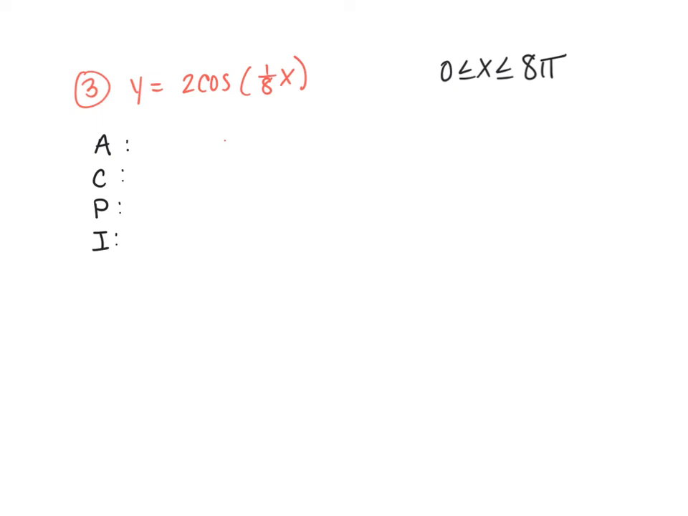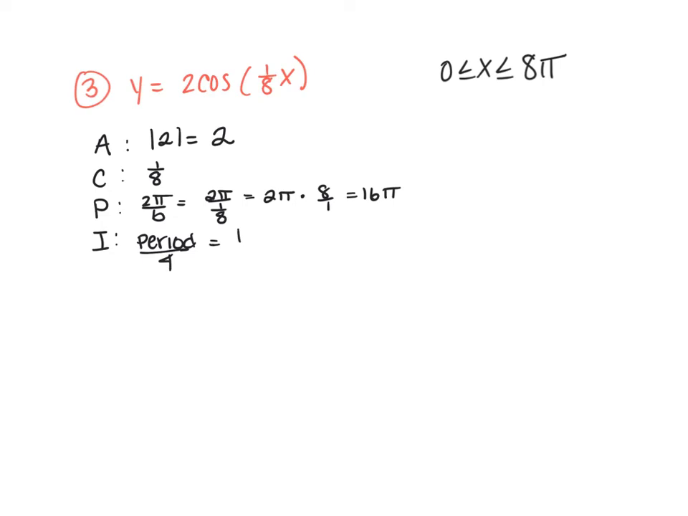Otherwise, here's the explanation. So the amplitude is the number in front of the cos, which is 2. Cycles is the number in front of the x, which is 1/8. Period is 2 pi over b, where b is the number of cycles. So 2 pi over 1/8. Again, we have to keep, change, flip the 8 over 1, and we get 16 pi. And our interval is period over 4. Period is 16 pi divided by 4 is 4 pi.